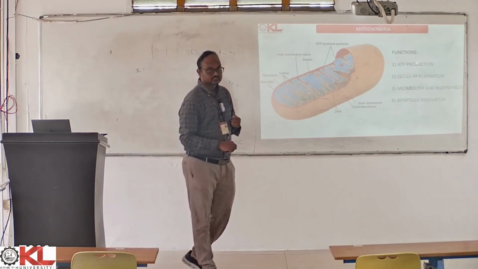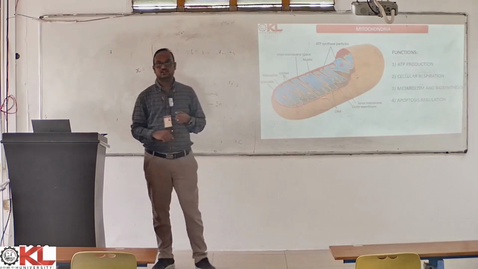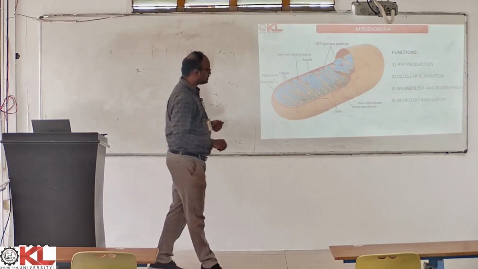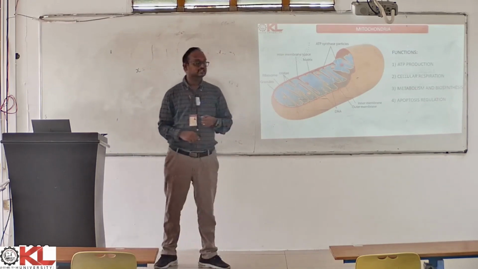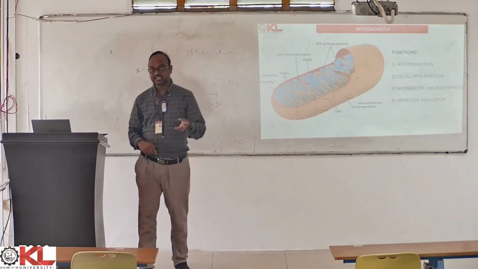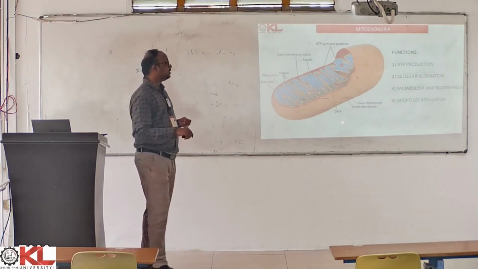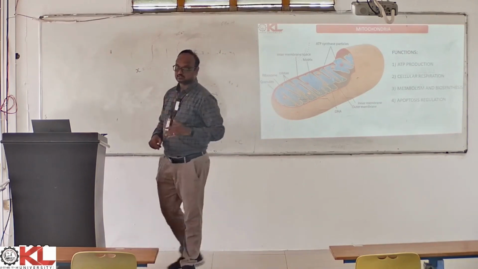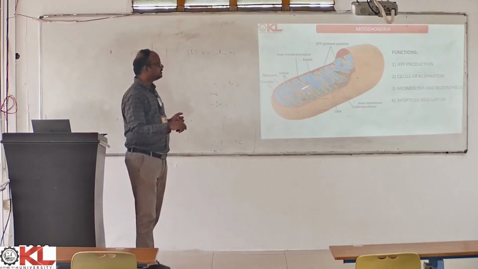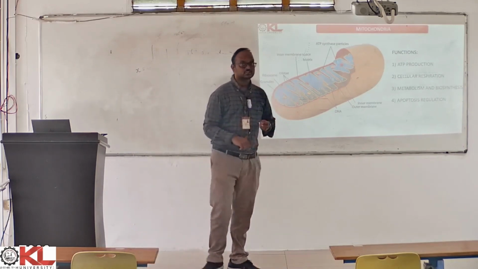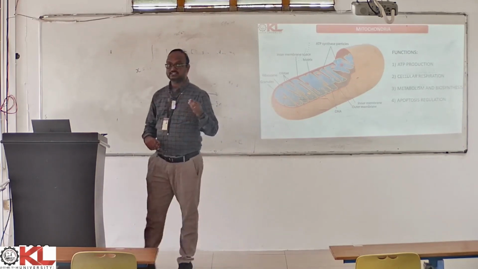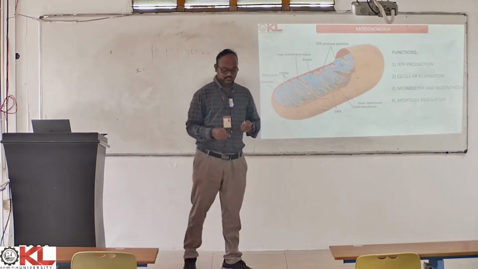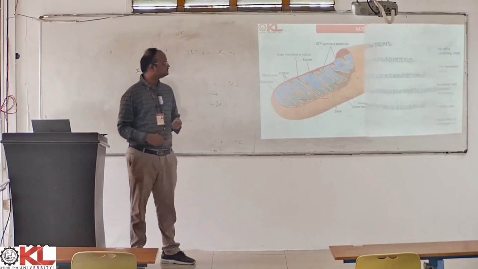And the major functions: ATP production, cellular respiration, also called oxidative phosphorylation; metabolism, the metabolic pathways taking place inside the cell; biosynthesis of heme and other biomolecules; apoptotic regulation, the regulation of the programmed cell death mechanism by the mitochondria; and the last one is production of ROS. So these are some of the major functions of mitochondria. So let's move on to the next organelle.